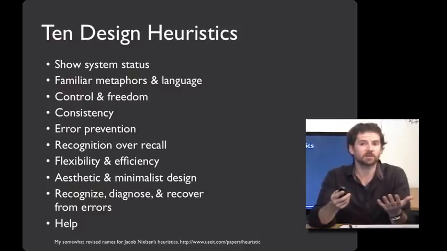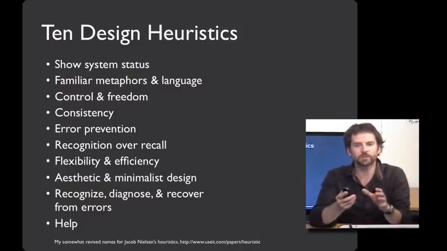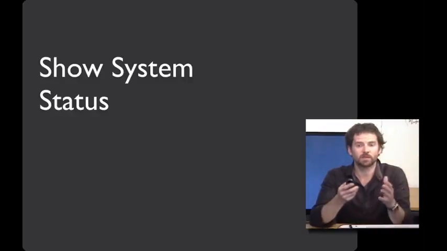Here are the 10 design heuristics that we're going to talk about. Some of these names are mine. The principles are based on Jacob Nielsen's work in heuristic evaluation. I've simply relabeled a few of them to make them, I think, clearer and shorter. And so let's jump in. The first of these principles is show system status.